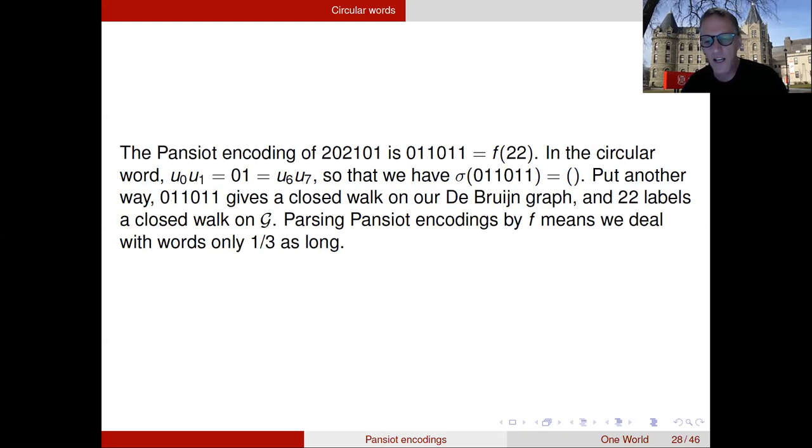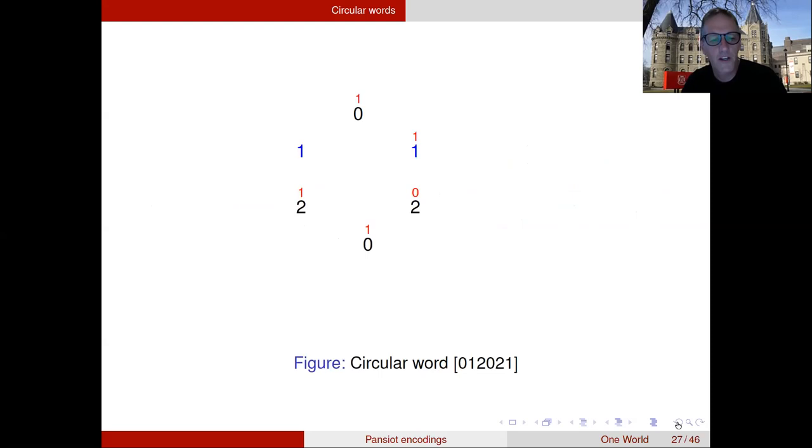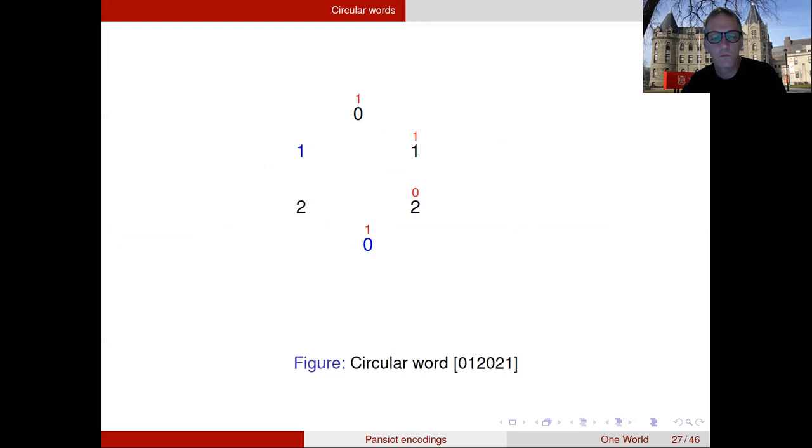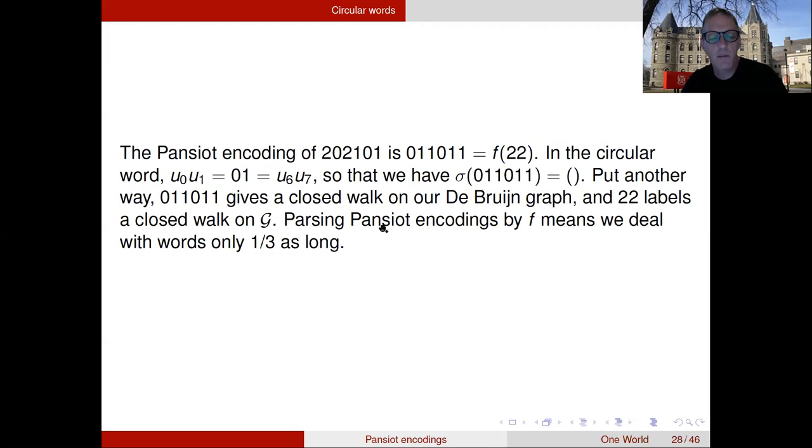Or to put it another way, 011011 gives a closed walk on the De Bruijn graph, and 22 labels a closed walk on the graph G. Just to remind you, the graph G is sort of a De Bruijn graph, except now the edges indicate how F moves you between the two-letter factors. Now, the nice thing about parsing Pansiot encodings by F is you're only dealing with words which are roughly one third as long. Instead of dealing with 011011, I'm dealing with 22.